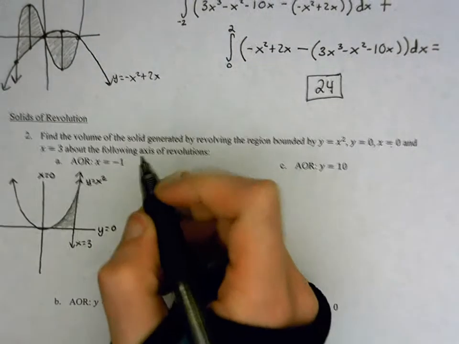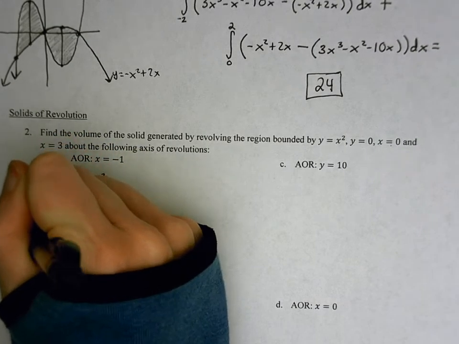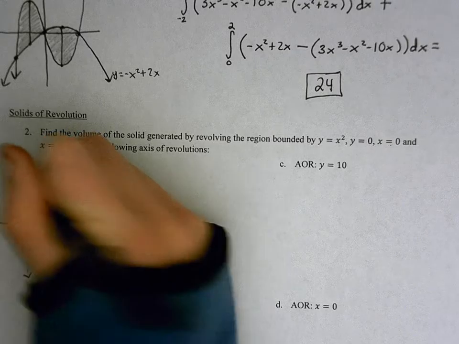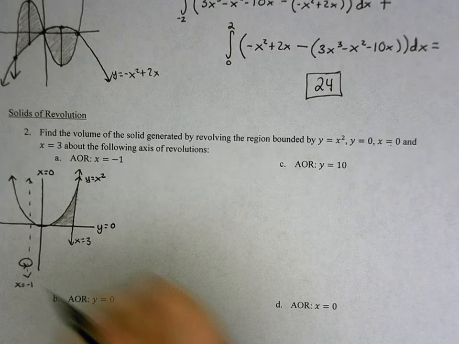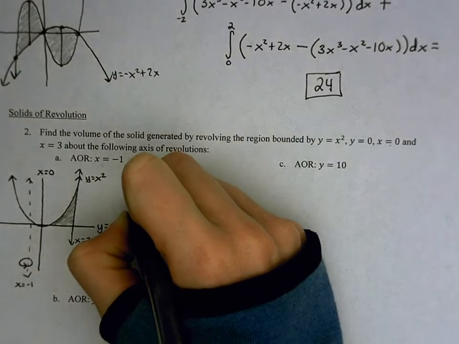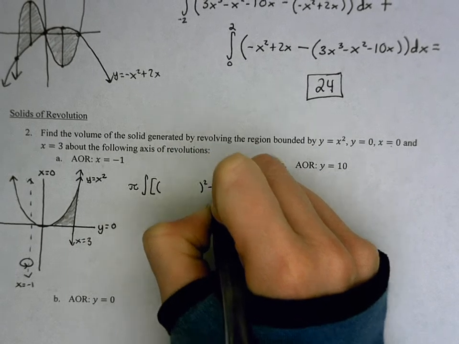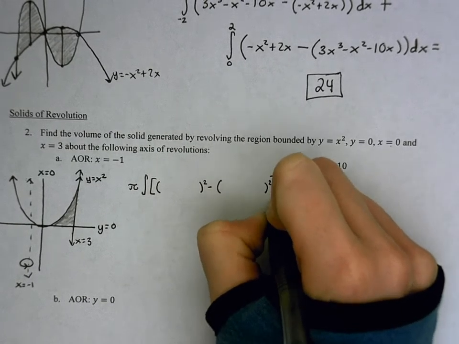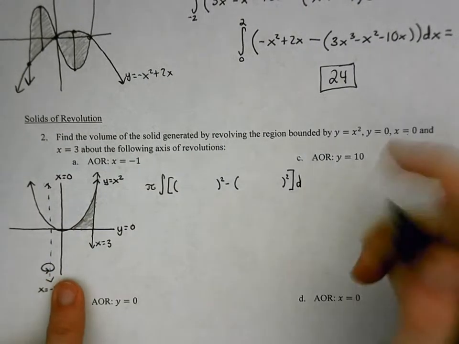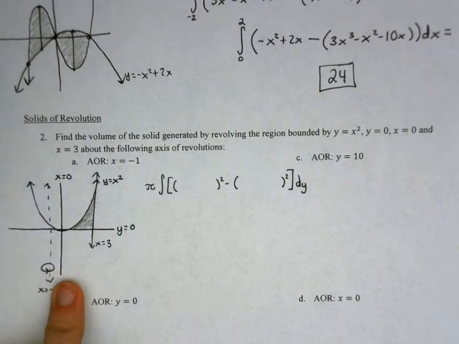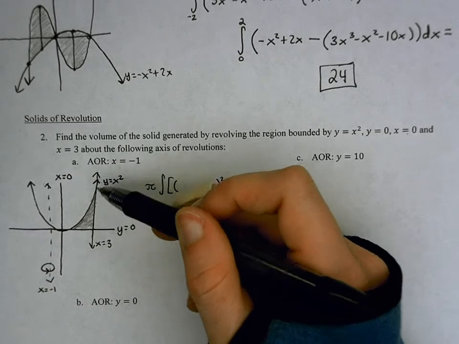And in A, we're going to be revolving that around the line x equals negative 1, which is this vertical line out here. X equals negative 1. It's going to be my axis of revolution. Okay, so the equation is pi integral a to b of big R squared minus little r squared. In this case, because our axis of revolution is parallel to the y-axis, this is going to be dy, which makes my bounds in terms of y.